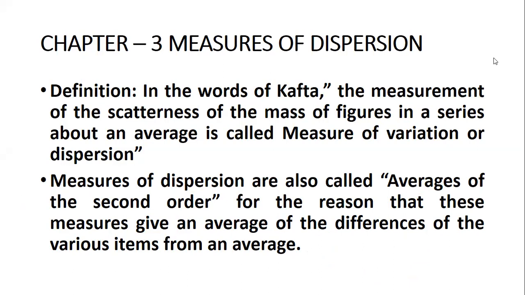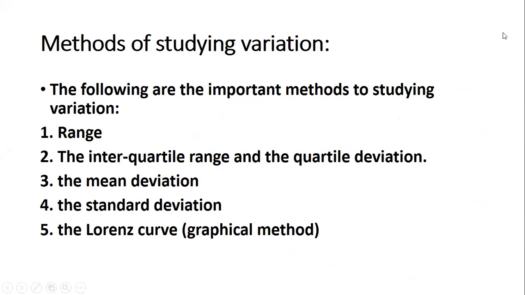Okay, so let's go on and understand the next point, methods of studying dispersion. So we understood what is dispersion and what is the measure of dispersion. Now let's understand what are the methods that are there to study such variation. Why are the numbers staying far from the mean? Why is there a difference in the numbers? Those differences can be understood by these 5 methods.